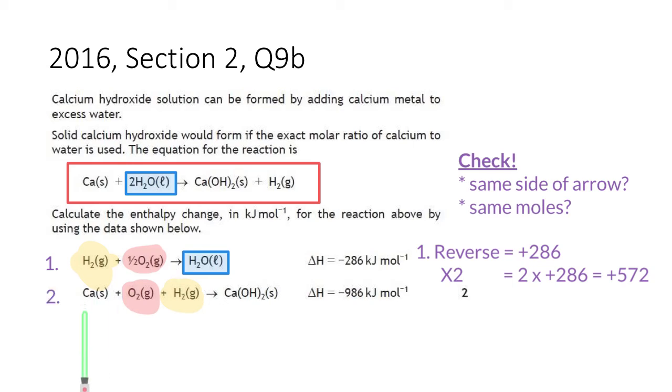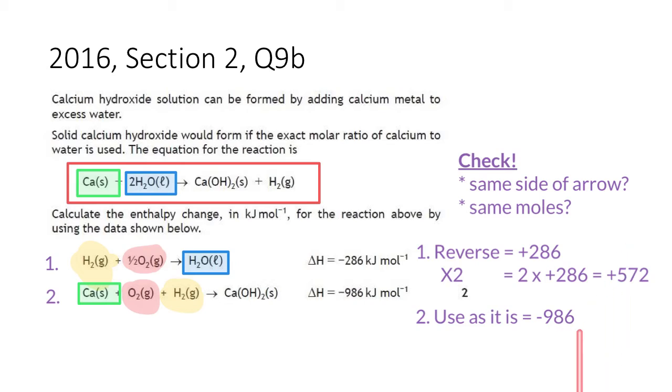For our second equation, we've got a choice of what we can match, so I would just pick the first thing in the equation. Again, is it the same side of the arrow? In this instance, yes it is. Are there the same number of moles? Yes it is. So we're just going to use this enthalpy value as it is without any alteration.